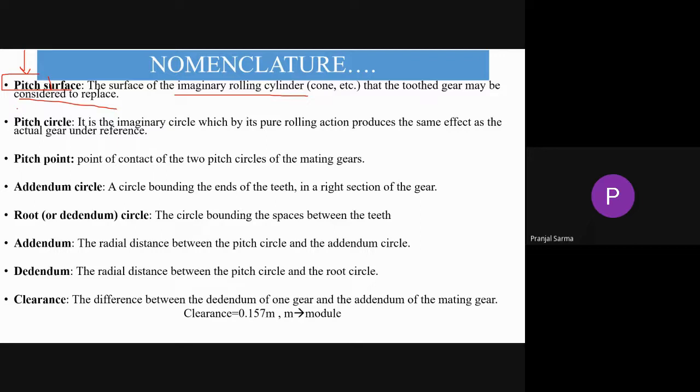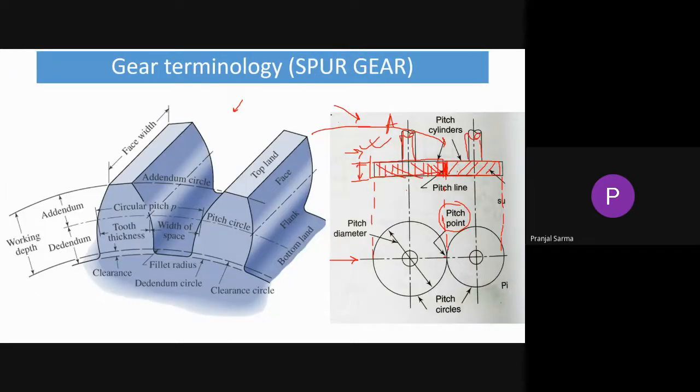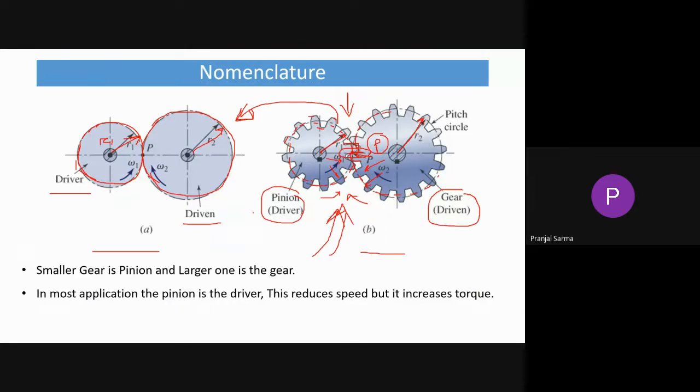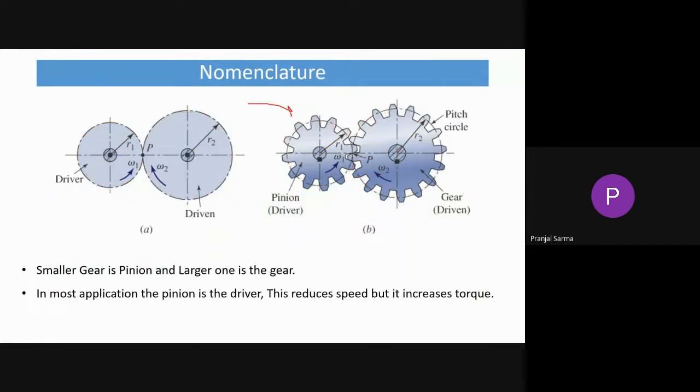And now the pitch circle. The pitch circle is the imaginary circle which, by its pure rolling action, produces the same effect as that of the actual gear under reference, as you can see here. As I discussed in the previous discussion, if you look here, you can consider this as the actual gear profile, having all those teeth, and this is the pitch point, and this circle is the pitch circle.